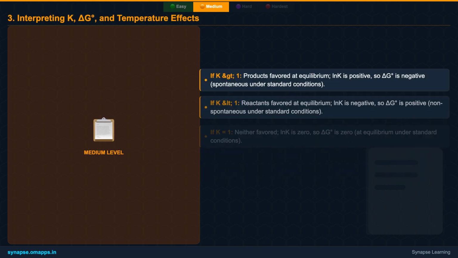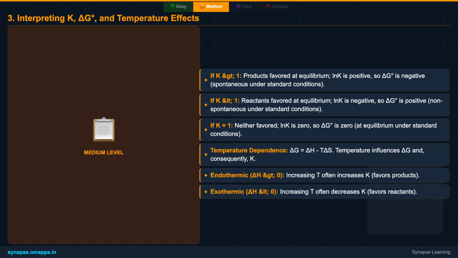The values of K and delta G degree offer clear insights into a reaction's behavior. If K is greater than 1, it means products are favored at equilibrium, and consequently, delta G degree will be negative, indicating a spontaneous reaction under standard conditions. Conversely, if K is less than 1, reactants are favored, delta G degree is positive, and the reaction is non-spontaneous. If K equals 1, delta G degree is 0, signifying that neither reactants nor products are favored at equilibrium under standard conditions. Temperature also critically influences both delta G and K.